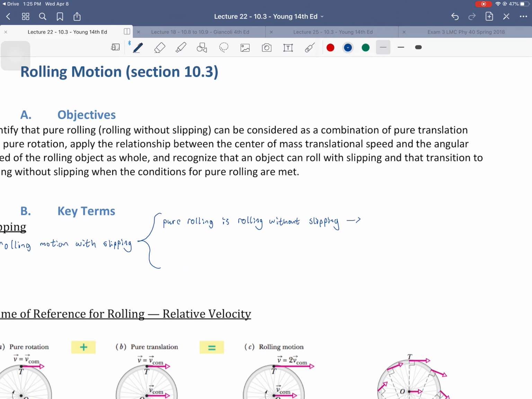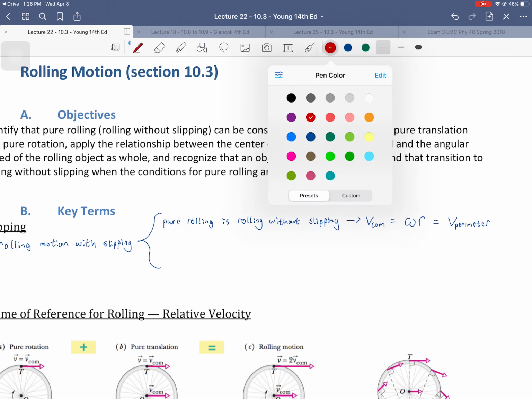Okay, and in that case, in the pure rolling case, we have that the velocity of the center of mass of the translating object, so v com, equals omega r, where omega is the angular velocity of the rotating object, r is just the radius of the rotating object, and again, v is the translational velocity of the center of mass of the rolling object. And furthermore, that would be equal to v of a point along the perimeter. So I'll call this v perimeter.